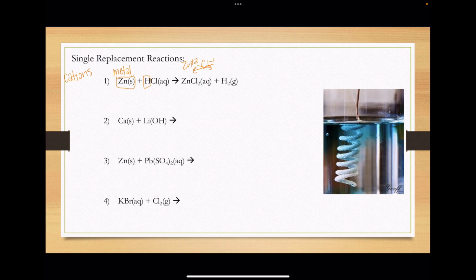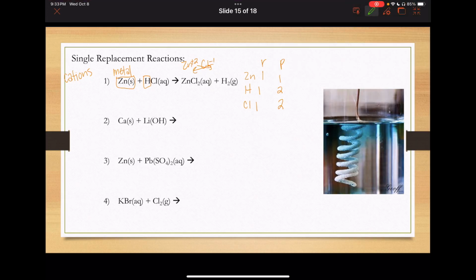Now again, you always have to make sure your reactions are balanced. So reactants, products: Zn, H, Cl. One zinc, one hydrogen, two hydrogens, one chlorine, two chlorines. So the way to balance this reaction would be to put a 2 in front of that HCl.